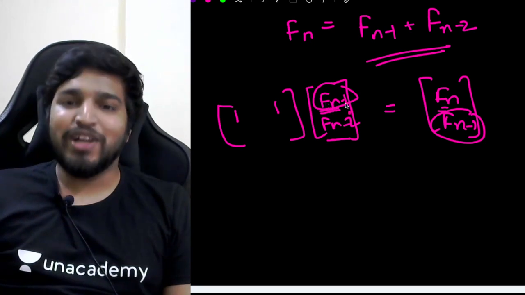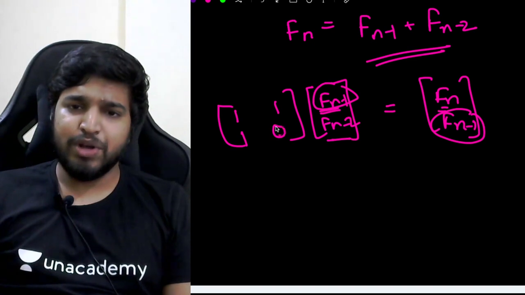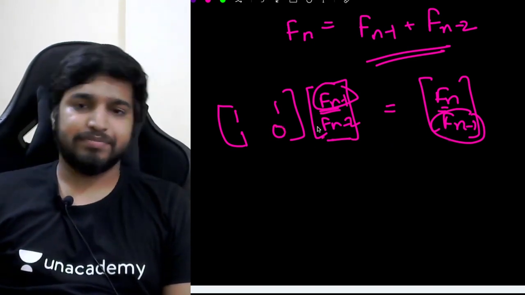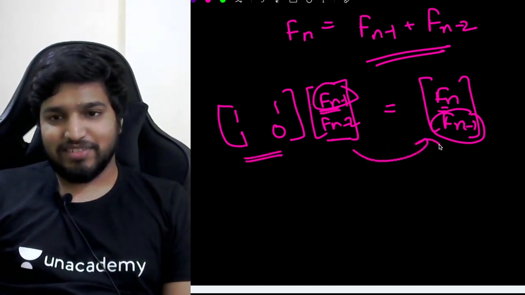That's essentially 1 into Fn minus 1 plus 0 into Fn minus 2. It's very simple. Wow, you got this now.